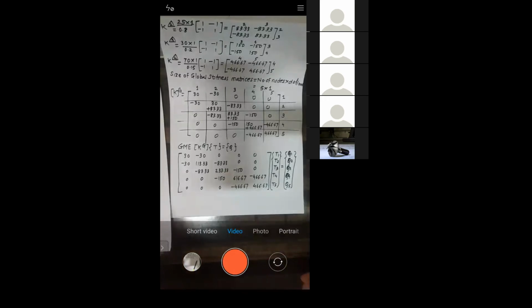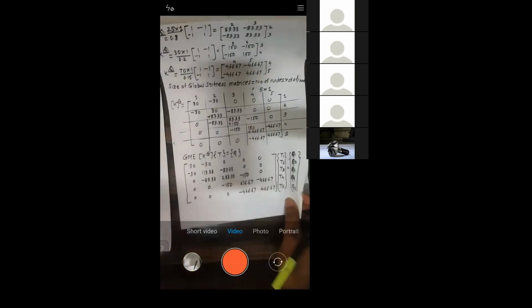How do we solve it? We need to solve it. Tell me the boundary conditions. Apply the boundary condition. Tell me what are the boundary conditions?